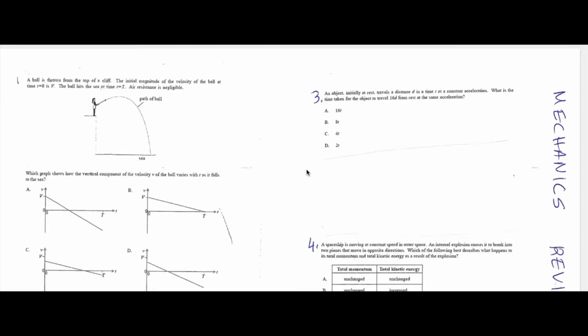Hello, these are the solutions of the mechanics review sheet. So, in number 1, there is a ball thrown from the top of a cliff. Initial magnitude of the velocity is given by v.